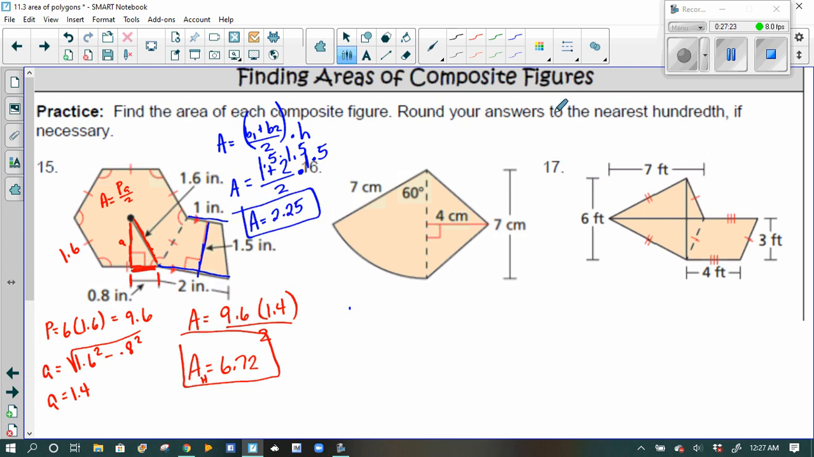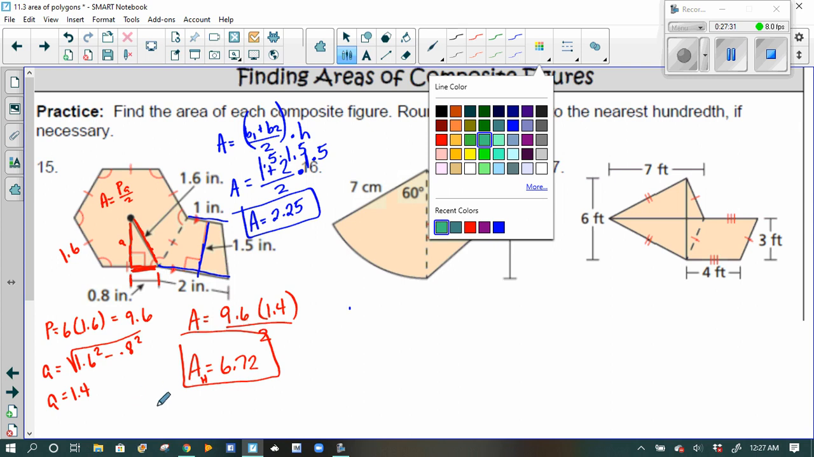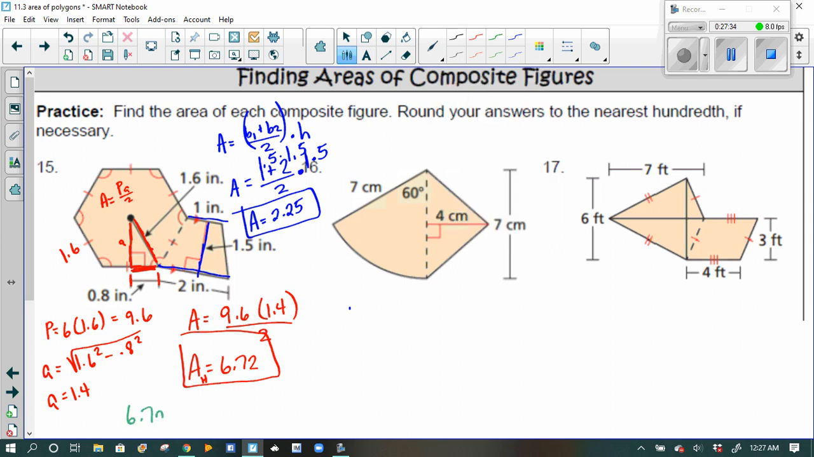So now it says hundredths, so we're going to leave the 2 hundredths there. We're just going to add those two numbers together, and then that's your total area. So 6.72 plus 2.25 is 8.97. So 8.97 inches squared. So there is the hexagon plus the trapezoid.